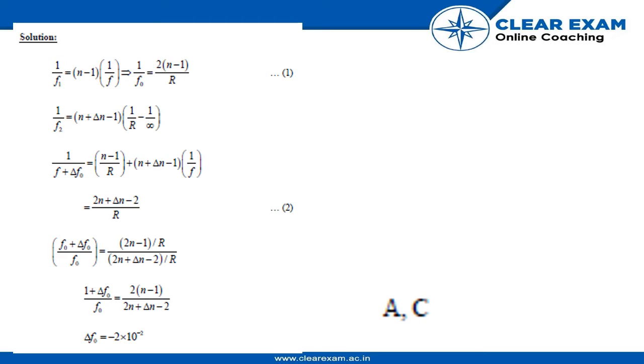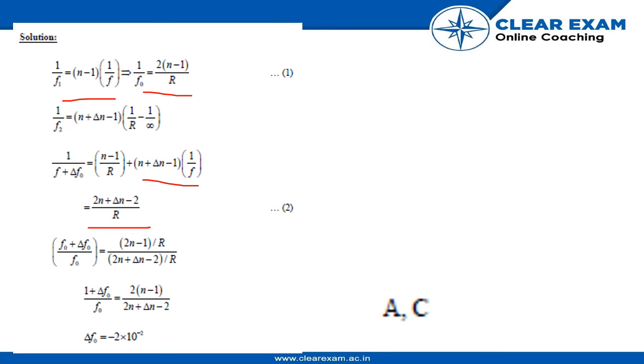1 by f1 equals (n minus 1) into 1 by r, which implies 1 by f0 equals 2 into (n minus 1) upon r. Let this be equation number 1. And 1 by f2 equals (n plus delta n minus 1) into (1 by r minus 1 by infinity). So 1 upon (f0 plus delta f0) equals (n minus 1) divided by r plus (n plus delta n minus 1) into 1 by r, which equals (2n plus delta n minus 2) divided by r. Let this be equation 2.